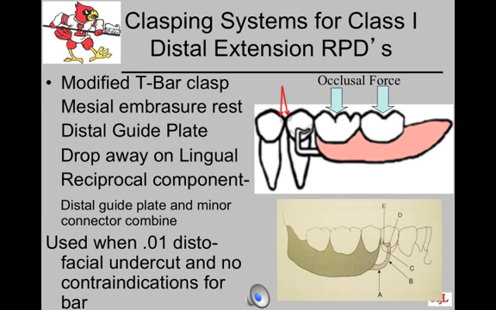The T-bar is used when we have a 0.01 retention on the distal facial surface of the tooth and when a bar clasp is not contraindicated.